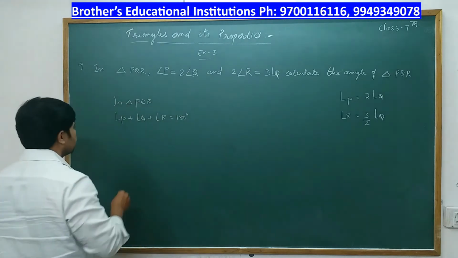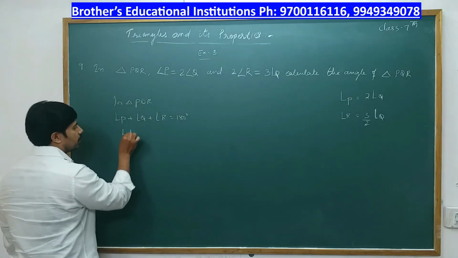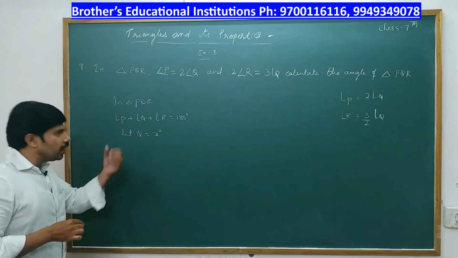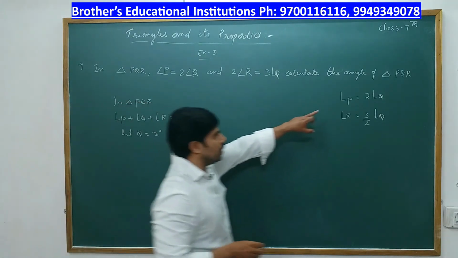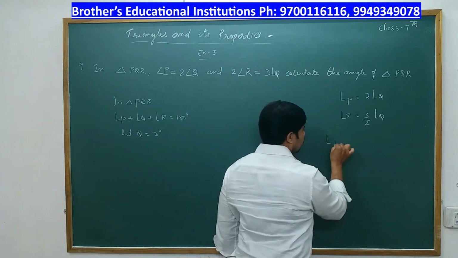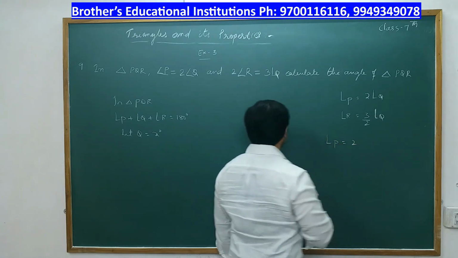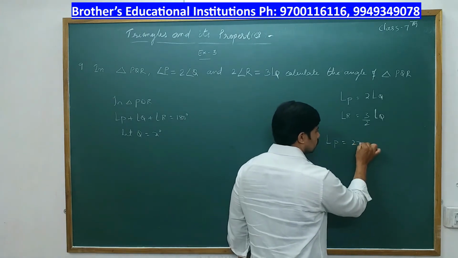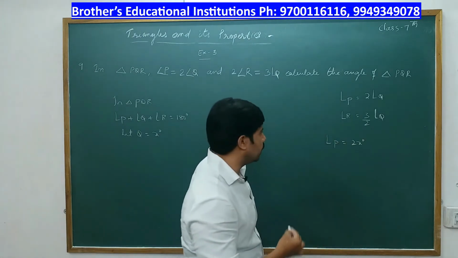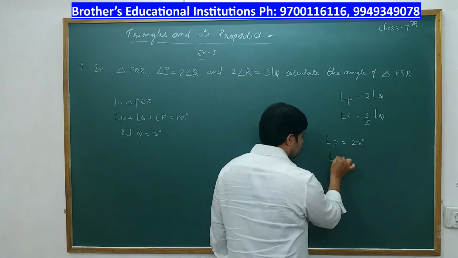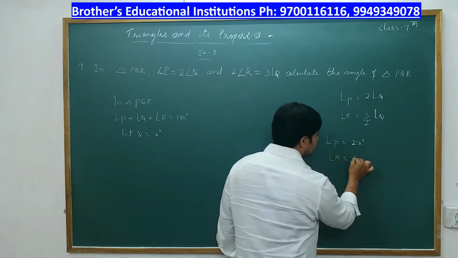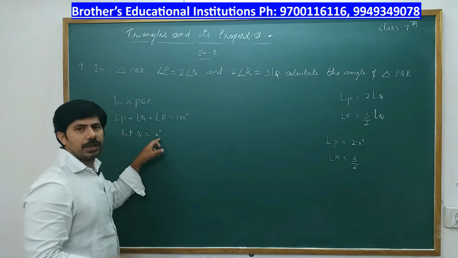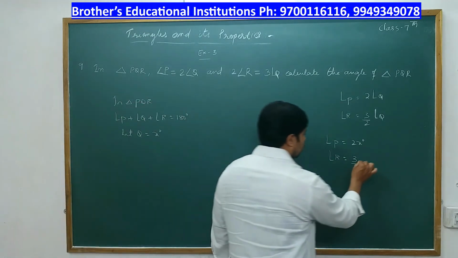So here I write, let angle Q I'll assume as x. See, if angle Q is x, then what is angle P? See, angle P will be 2 times angle Q. What is angle Q we assumed? X. So I write angle P as 2x. Then what is angle R? Angle R will be 3 by 2 times angle Q. So 3 by 2 times what is angle Q? It is x degrees. So I write x degrees.